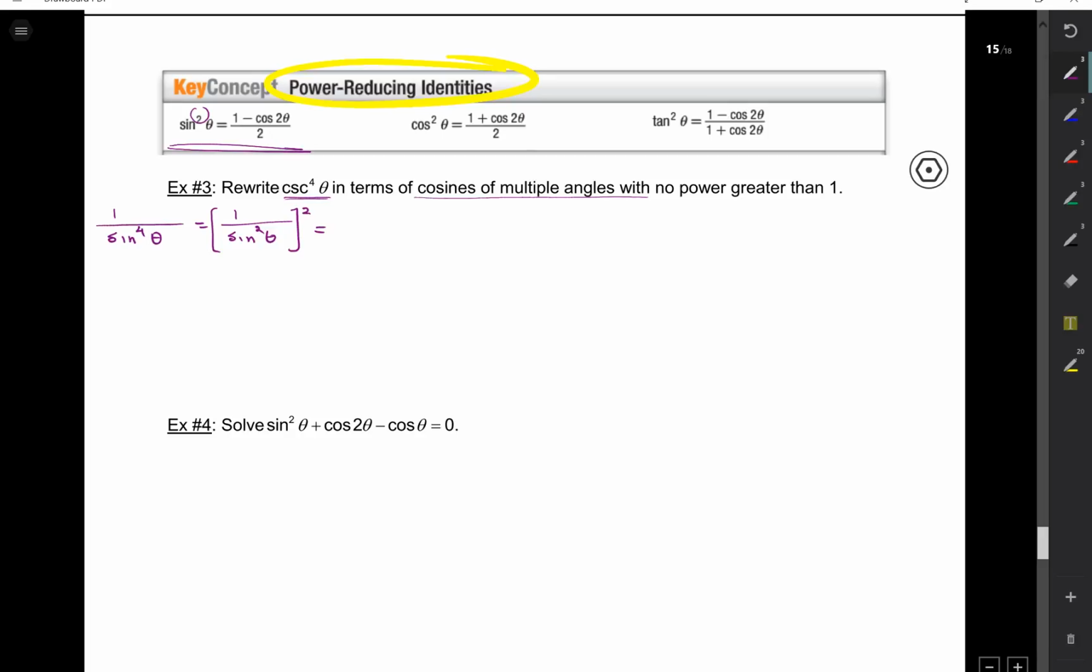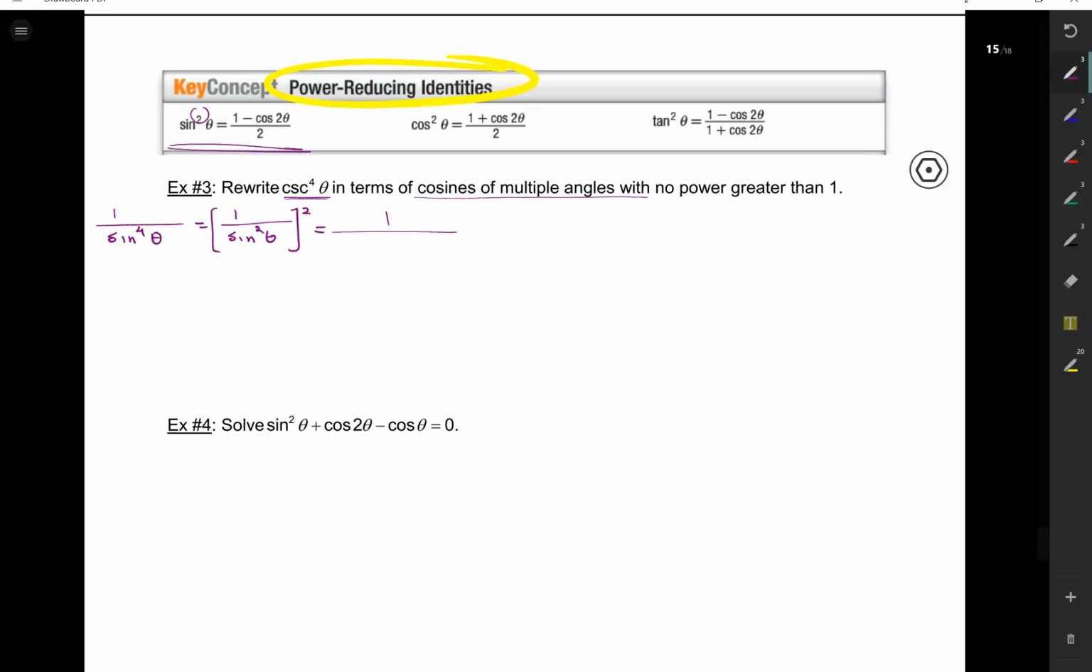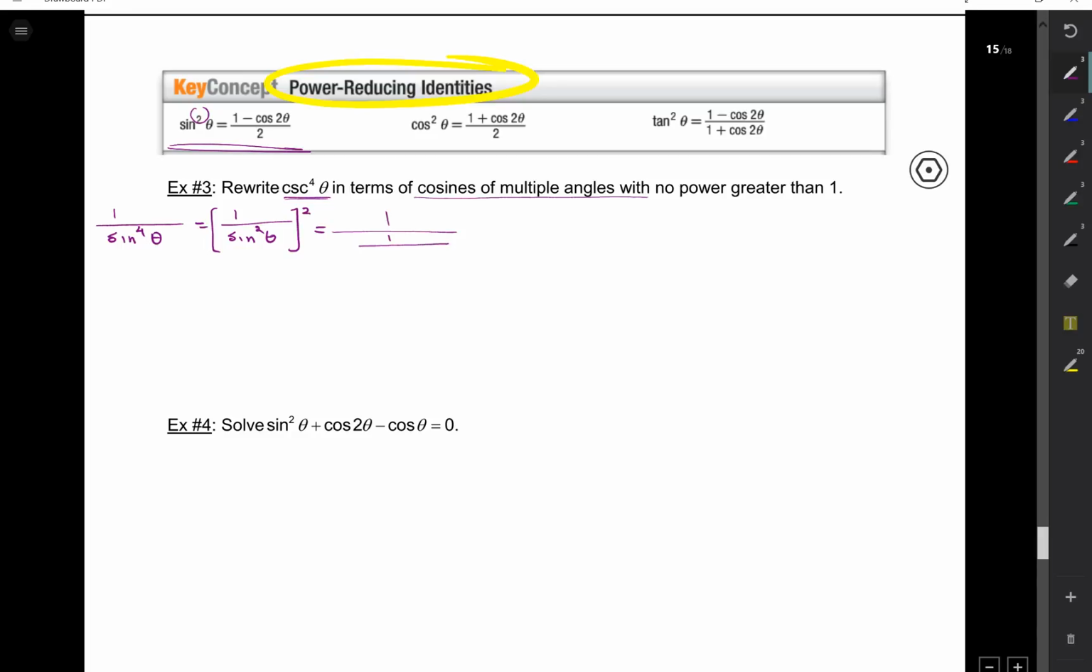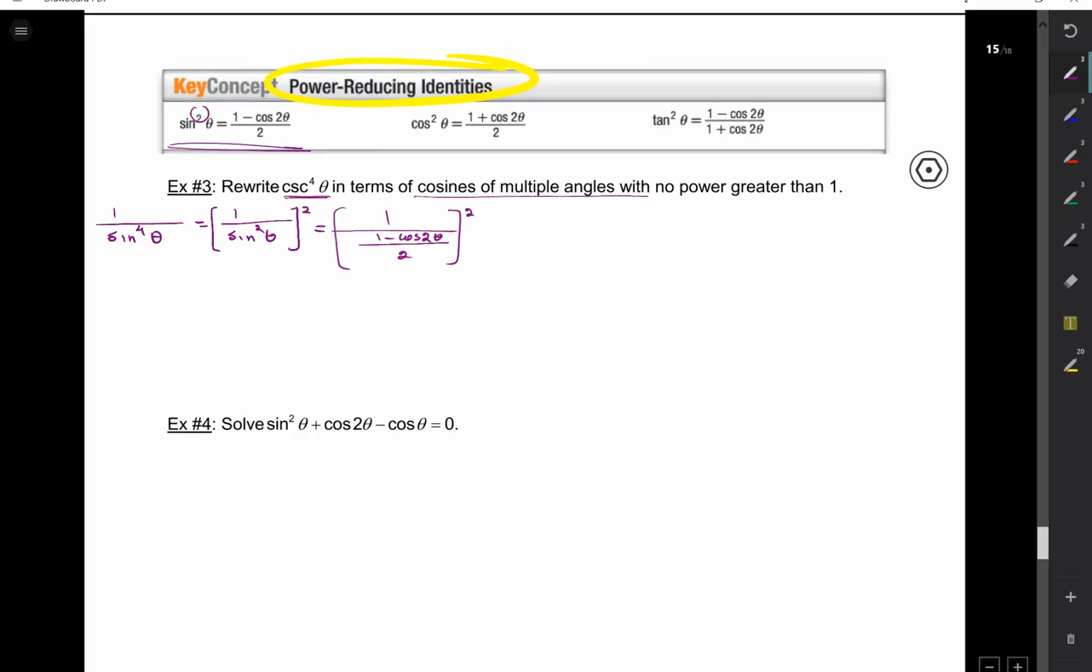Okay. Now, is there an identity for sine squared theta? Right up here, right? So this is 1 over, it's not really. It's 1 minus cosine 2 theta over 2, squared. So that's a mess. Can't I just flip it? Sure. 2 over 1 minus cosine 2 theta, squared. Okay, so I still have a square.